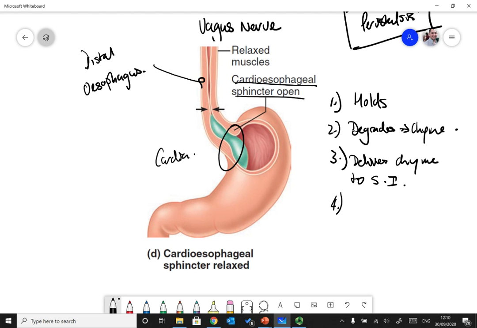What else does it do? Chemical digestion. It digests proteins. Protein digestion. Does that with a particular enzyme, and that is pepsin. We've got a little bit of phys to do on how we take pepsinogen, which is the inactive version of pepsin, and turn it into its active form. And also we've got vitamin B12 absorption.